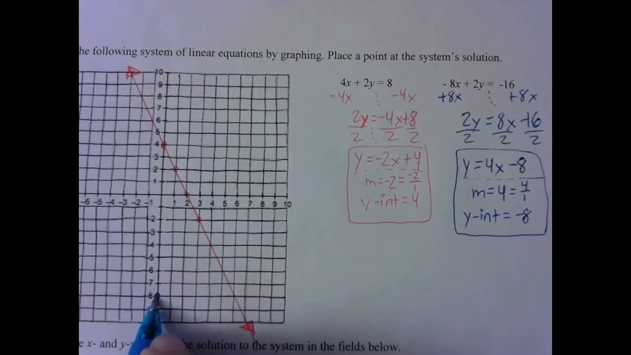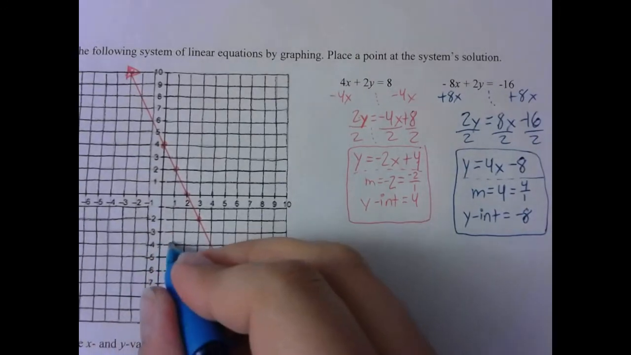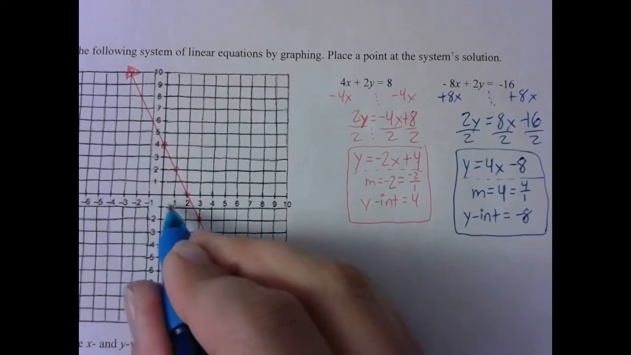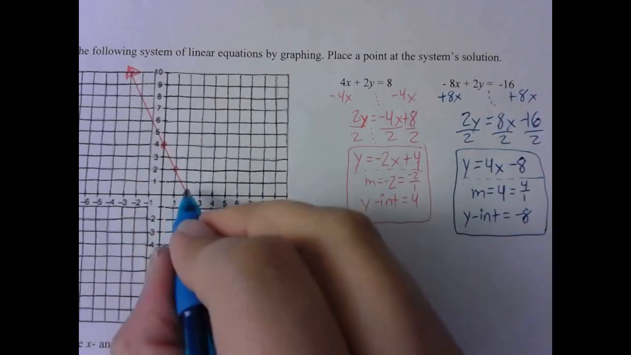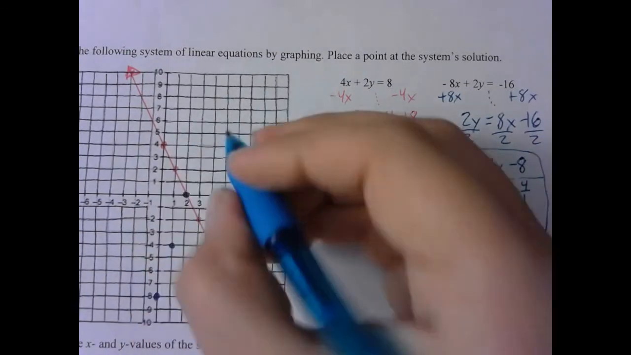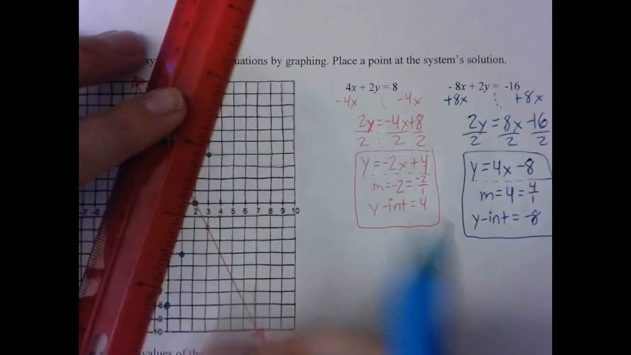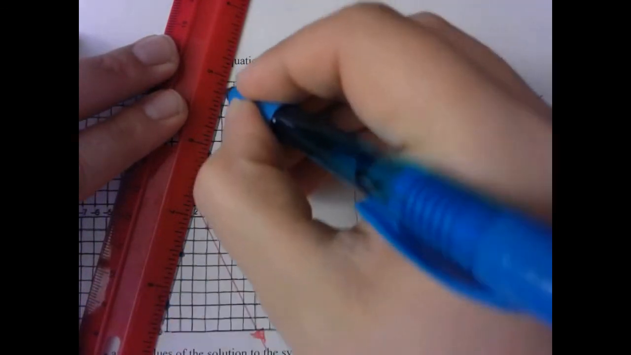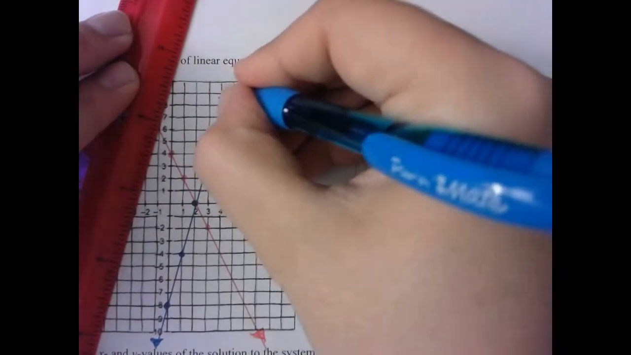So go from negative 8, we go up 4. 1, 2, 3, 4 to the right 1. Because remember, it's rise over run. Let's do that again. 1, 2, 3, 4 over 1. One more time. 1, 2, 3, 4 over 1. And then connect your dots. And don't forget your arrows on the end.